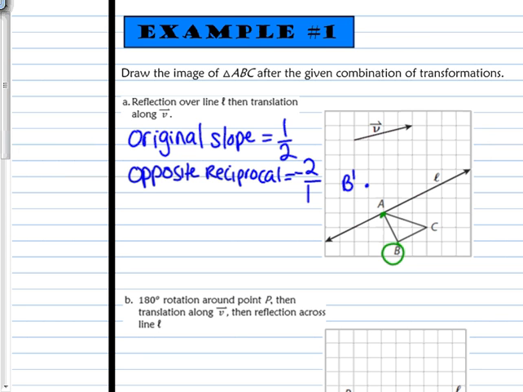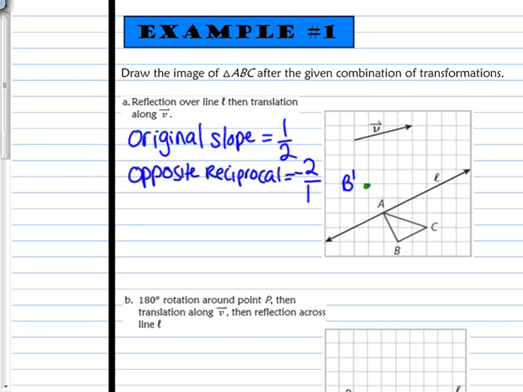Okay, so it sounds very complicated, but I know a lot of you were able to look at the image and say, oh, I know exactly where B prime goes. So don't let the actual terms that I'm teaching you confuse you. So there is B prime. And so now we need C prime.